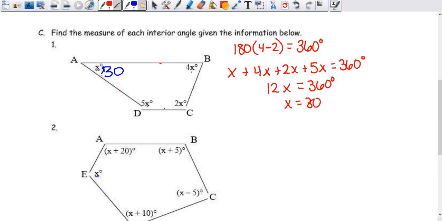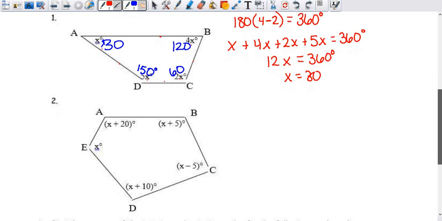4 times 30 is 120 degrees. 2 times 30 is 60. 5 times 30 is 150. Now if you check, 150 plus 60 is 210. 210 plus 120 is 330. 330 plus 30 is 360. It all is going to add up to 360 degrees.